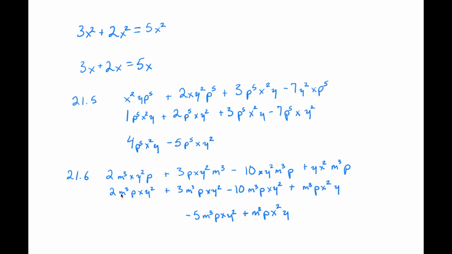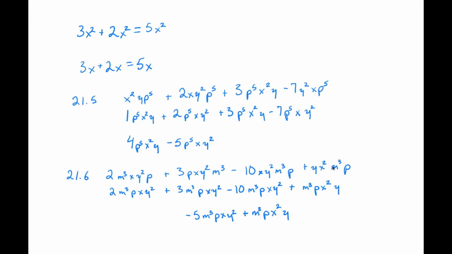All right, so the first thing I did was I rewrote everything in alphabetical order so that I could see what I had and compare it accurately. So for the first 3 terms, I have m3pxy squared as my variable combination with my constants. So that means I can combine the first 3. So I had positive 2, positive 3, that makes a positive 5, and a negative 10. That leaves a negative 5 m3pxy squared. And then this last term, which is all by itself, I brought straight down. That's all you had to do for 21.6.